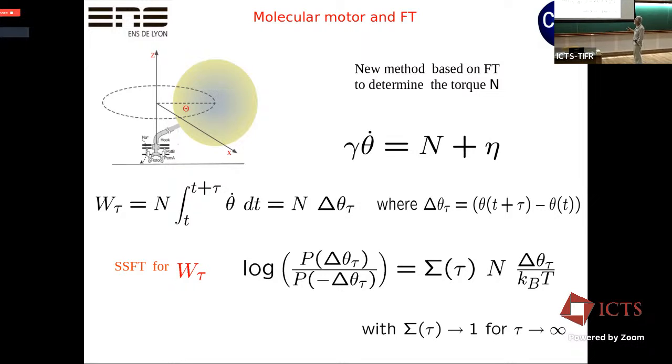You remember, this is just the asymptotic behavior. This has to become 1 for t that goes to infinity. Now you see that this ratio has to scale as sigma tau n delta tau over kBT. Now what you can do is plot this, and you see that, at this point, the gamma disappears. You don't need the knowledge of the gamma.